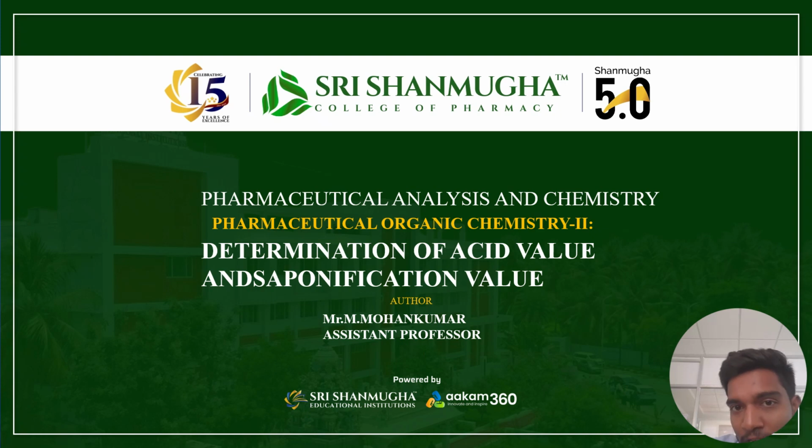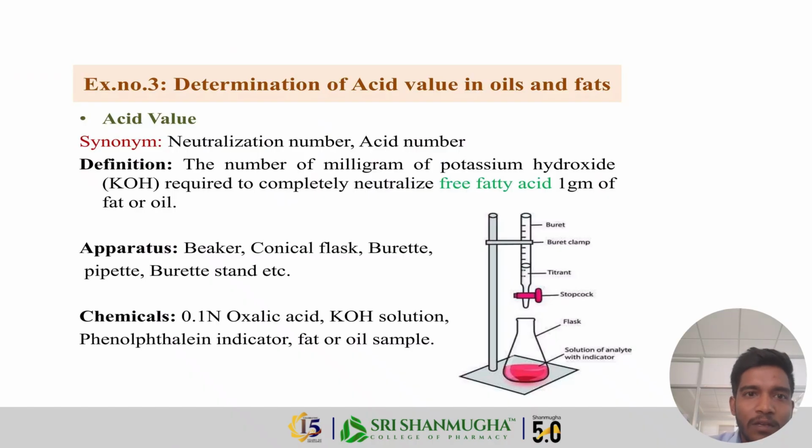Today we are going to learn an important topic in pharmaceutical analysis and chemistry: determination of acid value and saponification value. This topic helps us understand the quality and purity of fats, oils and waxes used in pharmaceuticals. Next one, introduction. Fats and oils are widely used in formulation. To ensure the quality, we analyze them using specific parameters. Two important parameters are acid value and saponification value.